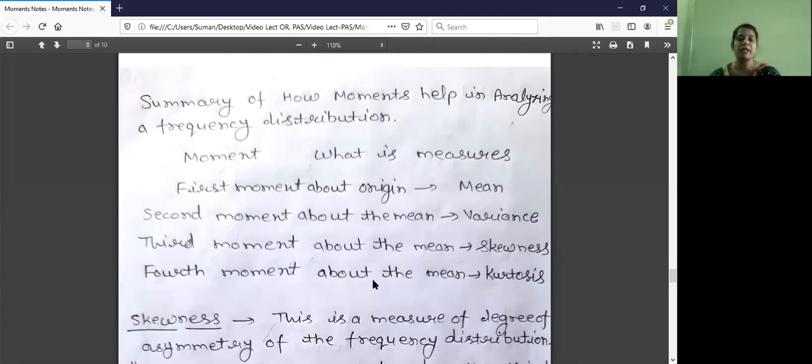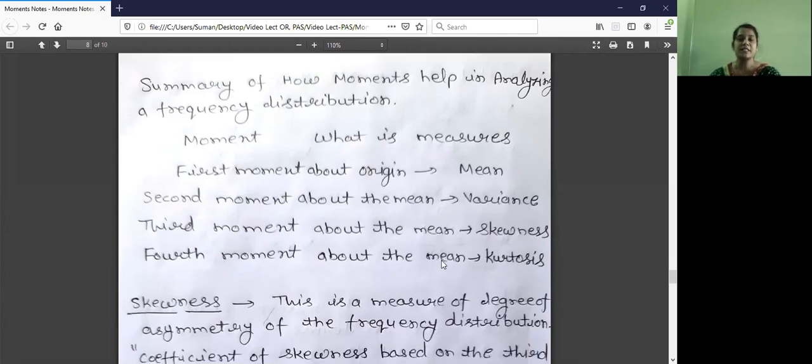And the fourth moment about the mean is kurtosis. Keep in mind: the first moment about the origin is the mean, the second moment about the mean is variance, the third moment about the mean is skewness, and the fourth moment about the mean is kurtosis.